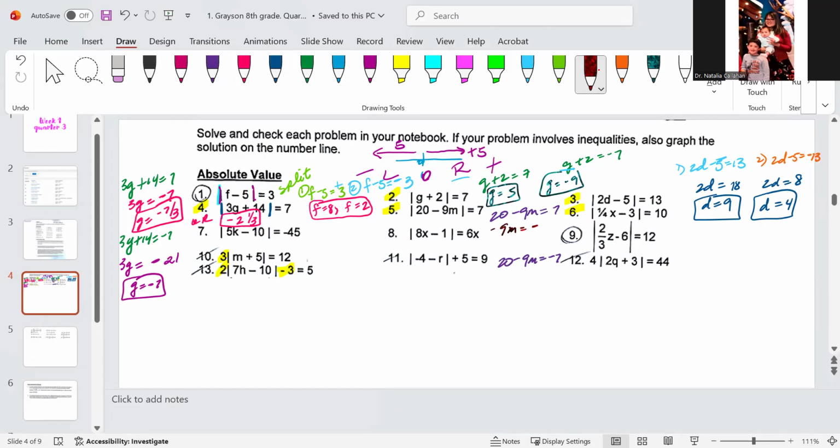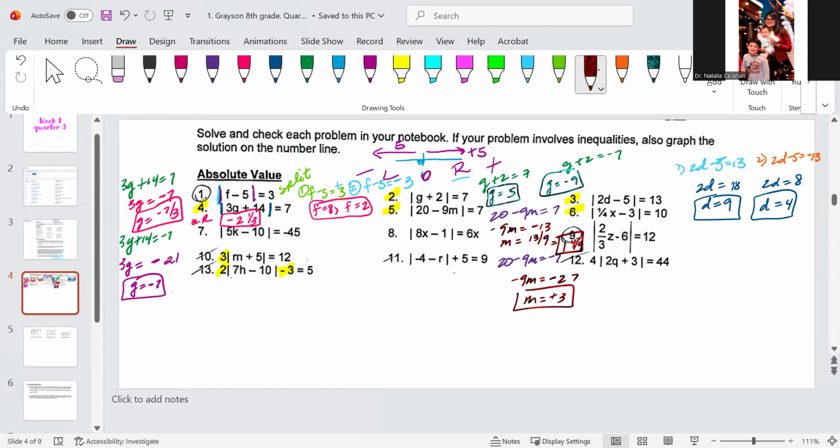7 minus 20 is negative 13, correct? Divide it, you get a positive 13 over 9, or 1 and 4 over 9. You see that? Okay. Second part, minus 20. Negative 7 minus negative 20, or minus 20, is negative 27. Negative 27 divided by negative 9 is a positive.